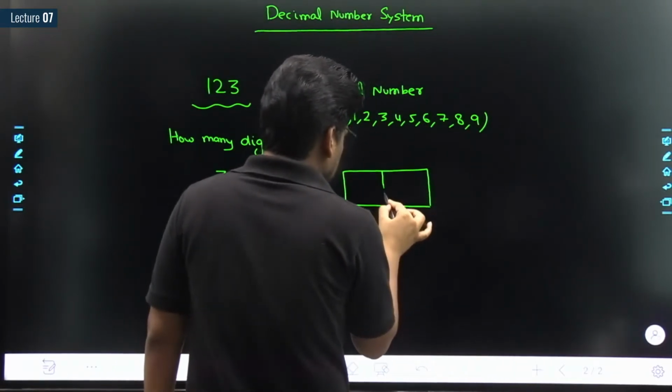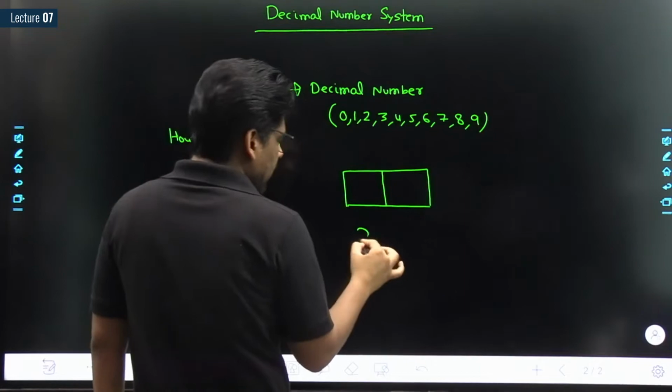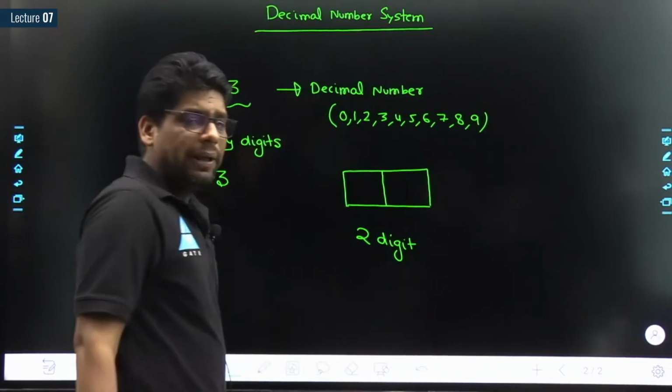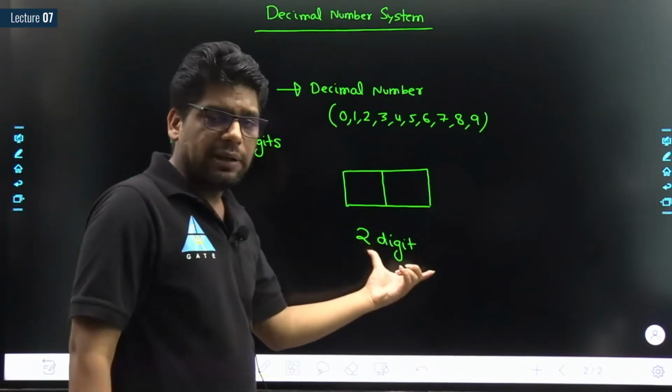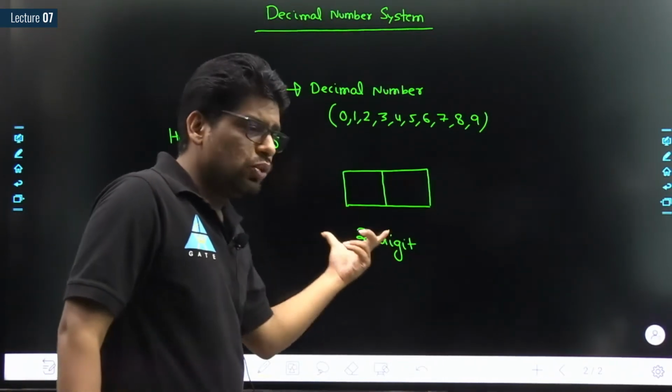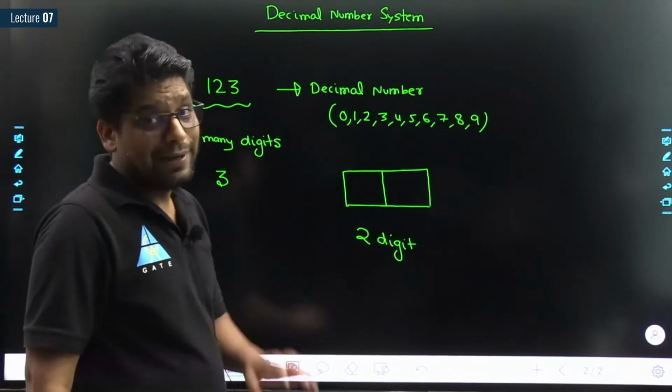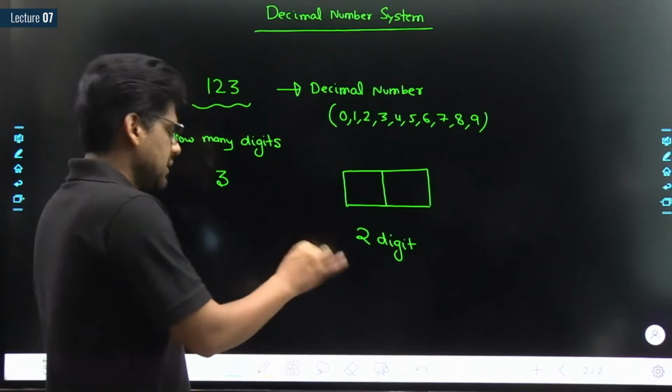Sir, we have a 2-digit number. Let us suppose I am giving you 2 digits. How many possible 2-digit numbers can be formed in the decimal number system?